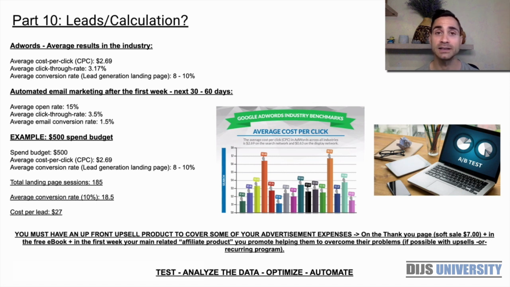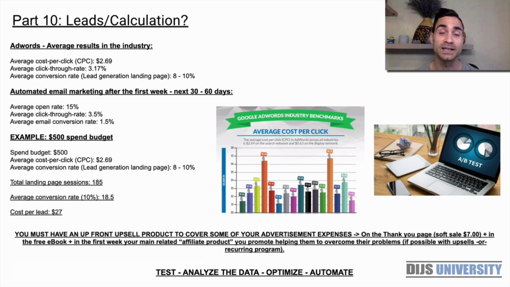Average conversion rate, let's say that it's 10%, but I'm pretty sure that it's going to be more than 10% if you have very valuable free content to give them in exchange for their email address. So if we take 10%, we're going to get 18.5 leads. That means if you calculate the cost per lead, it's going to be $27. And that's why in the previous video I was telling you that you must have the front upsells to cover your lead magnet advertising campaigns.